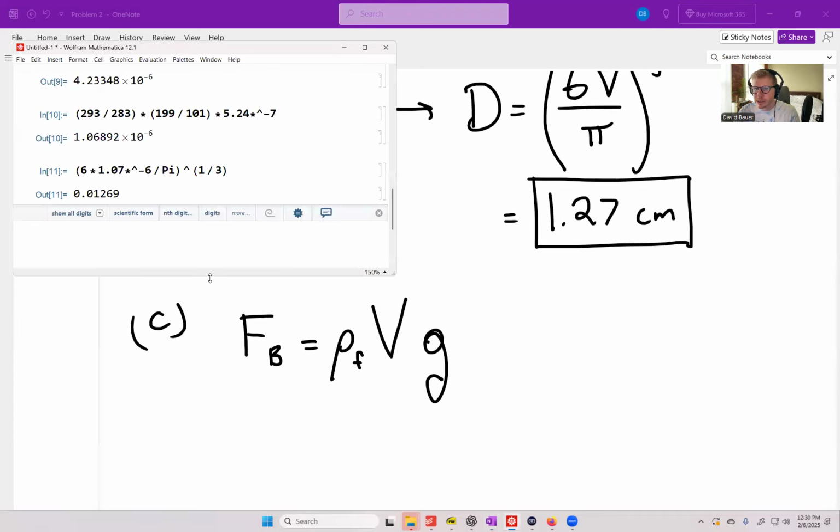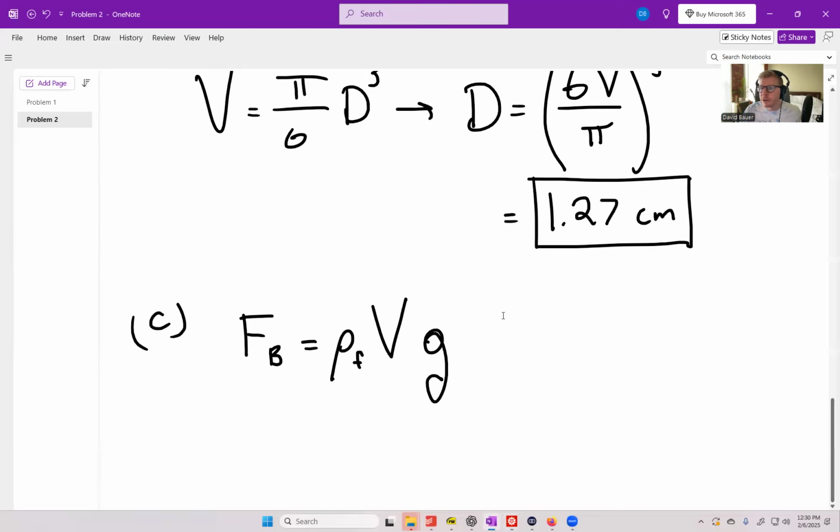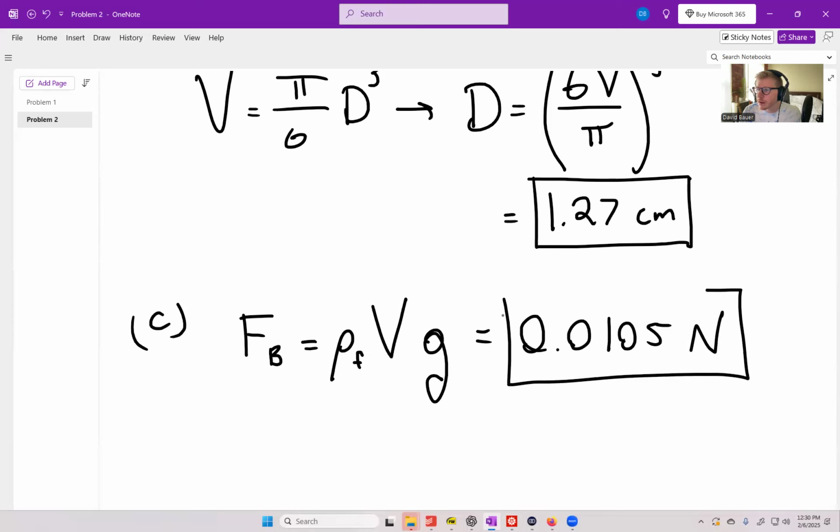So that's just 1,000 for the density times this volume times g. Okay, so I get 0.0105 newtons. And that's it.